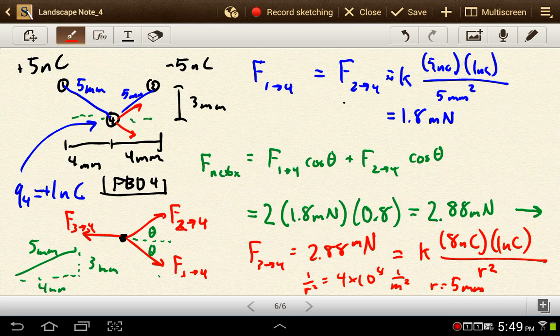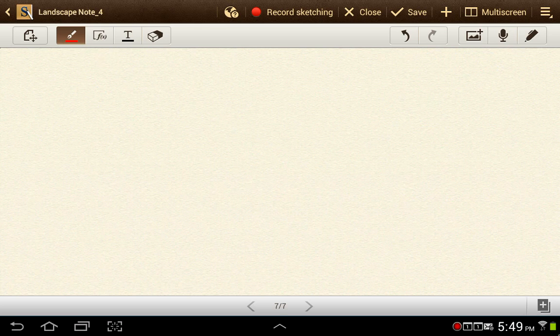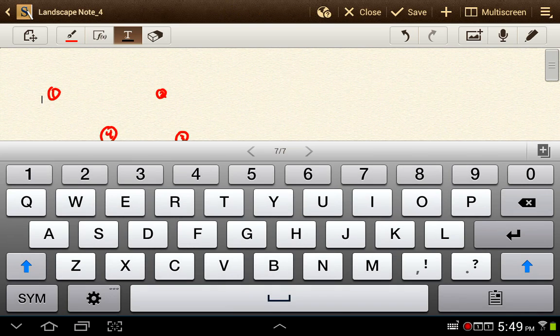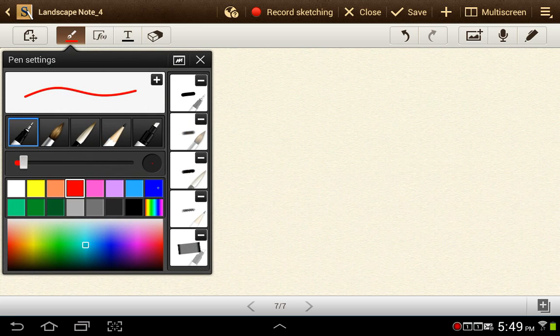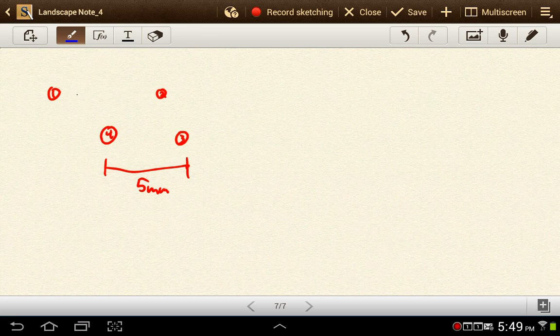So the proper placement is, here's 1, here's 4, here is 2, and 3 should be right about over here. So it should be horizontally over from 4 at a distance of 5 millimeters, because then, and we can assume this without screwing ourselves up, we assume that 4 has a positive charge, then 1 is positive, so it's going to exert a force that way.